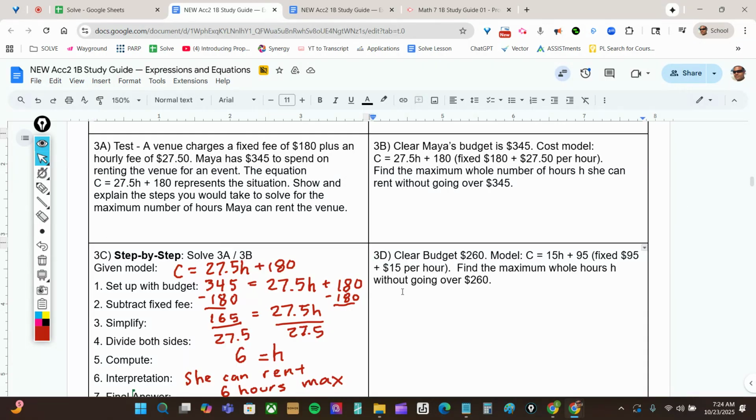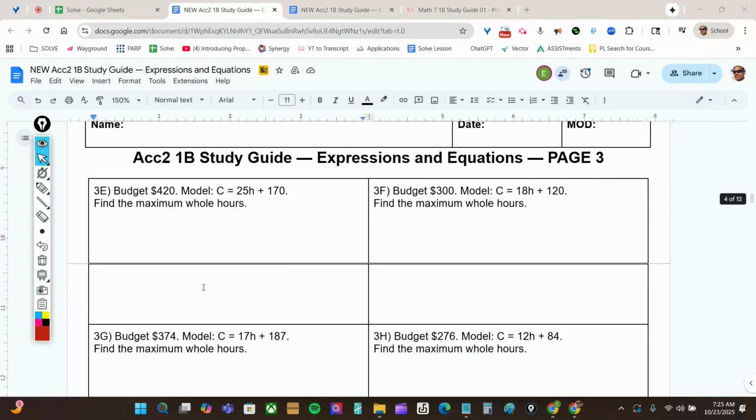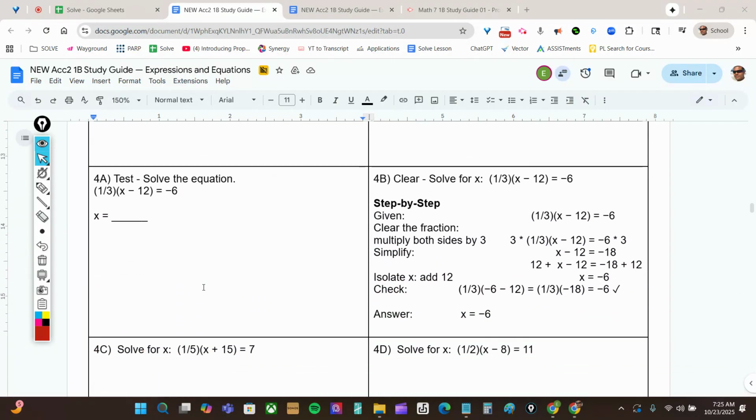Alright, let's keep it moving to the next one. So the next one is 4. I already have the example. We kind of did it in class, but I'm just putting it in a video for people to have access.